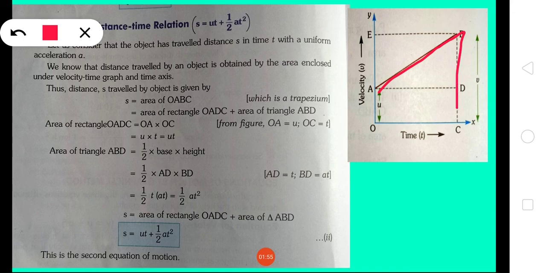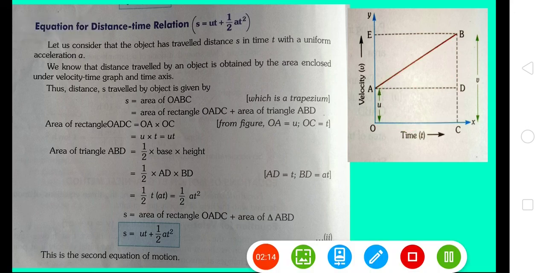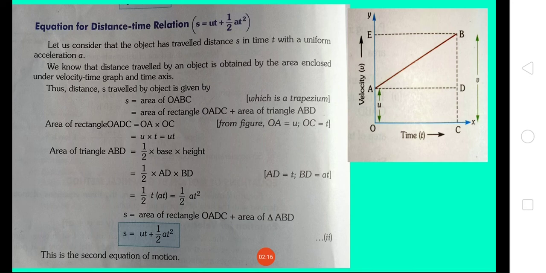So this is the complete figure. So I can take it as two figures. So the area of triangle ABD plus the area of rectangle OADC. So this complete area is going to give us the value of distance.